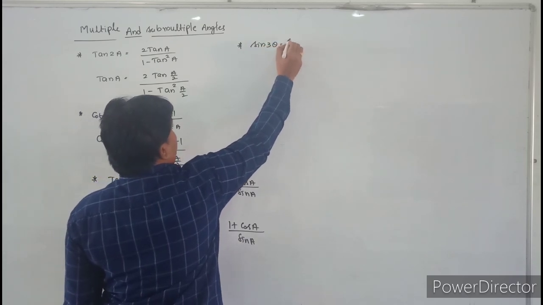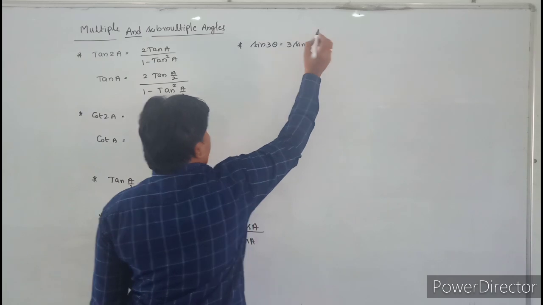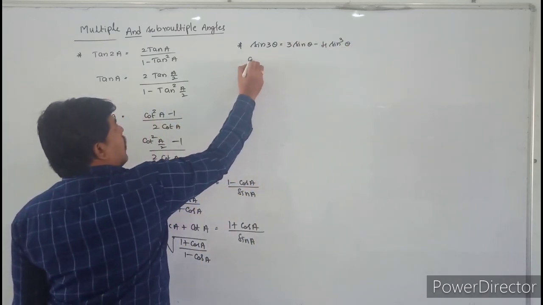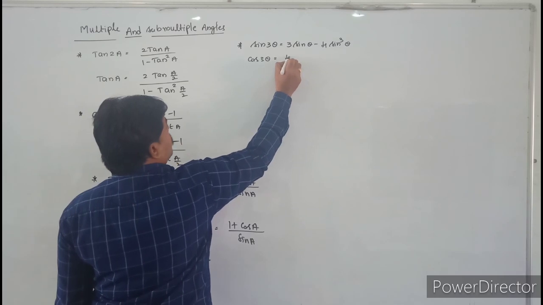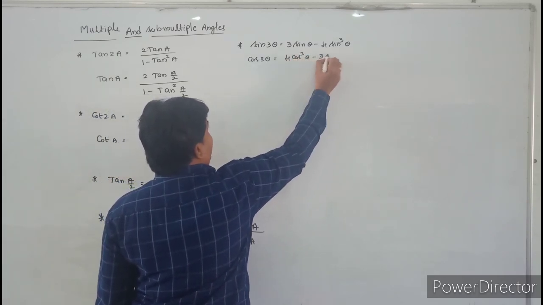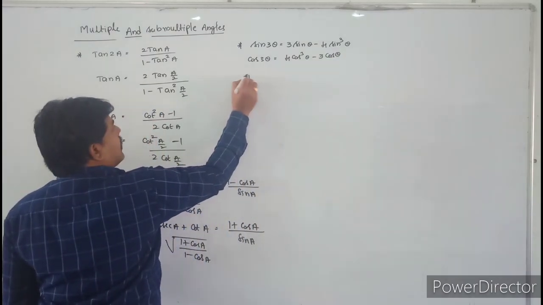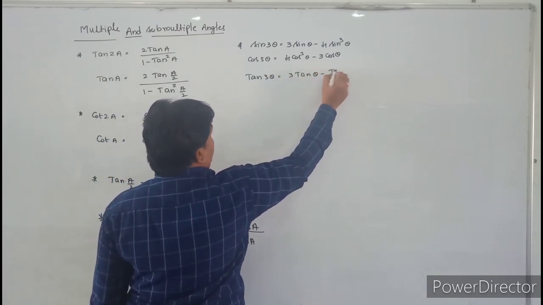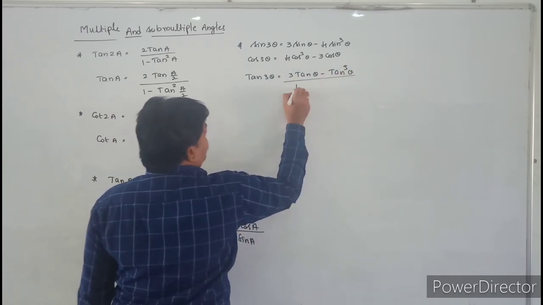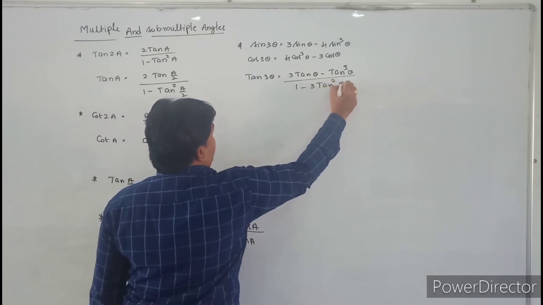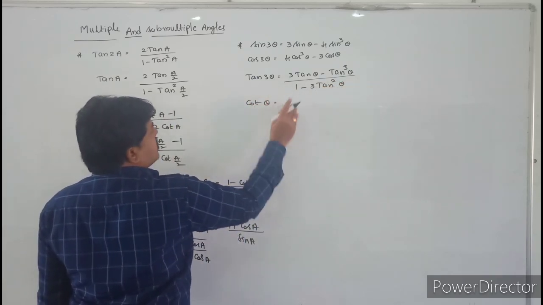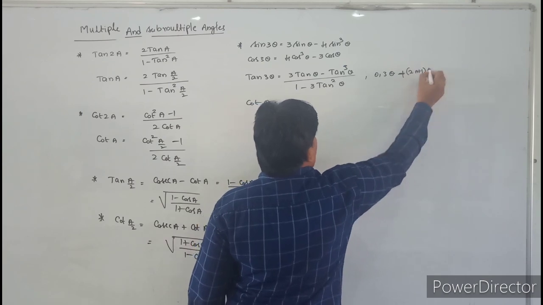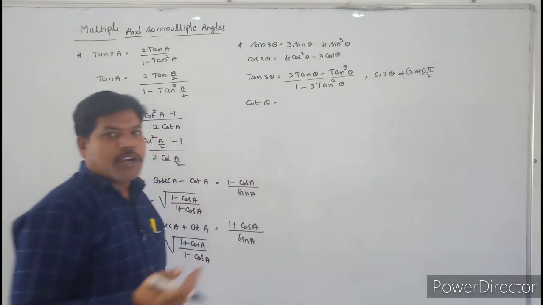Sin 3 theta is equal to 3 sin theta minus 4 sin cube theta, and cos 3 theta is equal to 4 cos cube theta minus 3 cos theta, and tan 3 theta is equal to (3 tan theta minus tan cube theta) by (1 minus 3 tan square theta), where theta and 3 theta are not odd multiples of pi by 2.